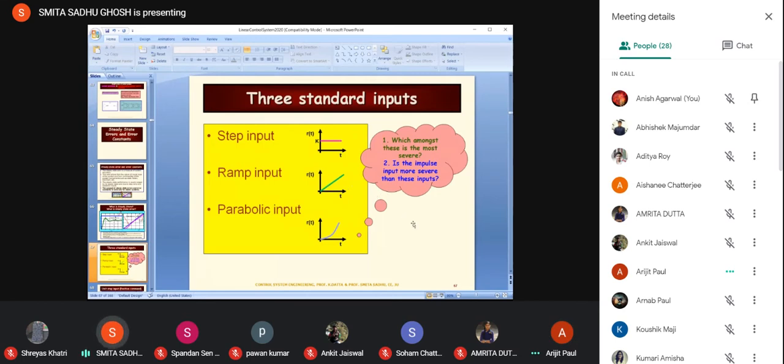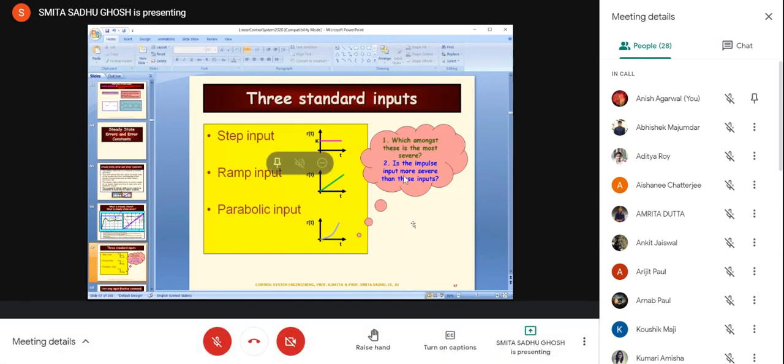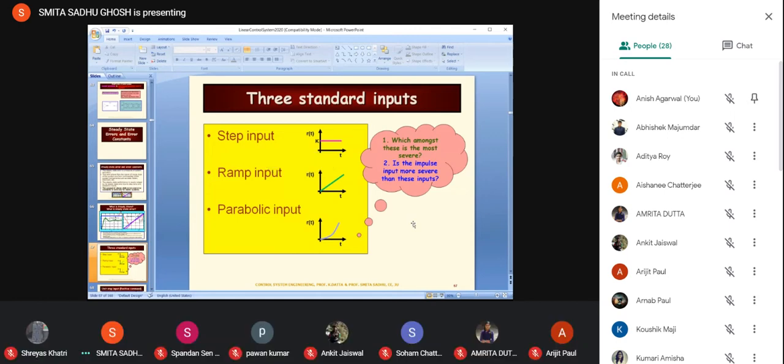Okay, that is one answer. Anybody else with any other answer and why? No one else with any other possible answer? All of you agree with him, that the ramp is the worst possible input because the input is changing with time? Anybody who does not agree with that?